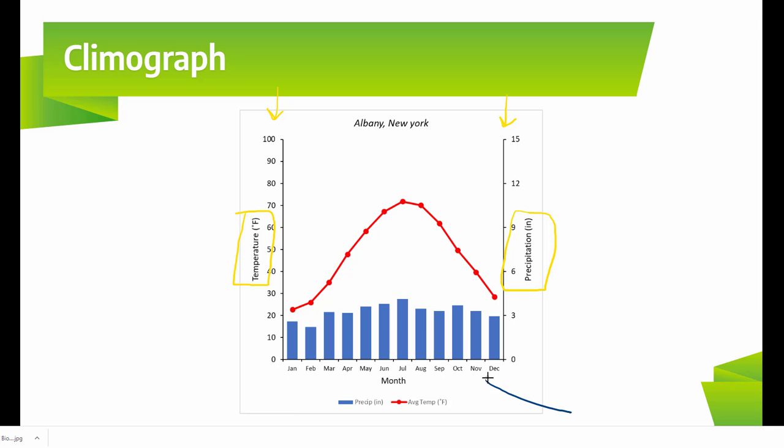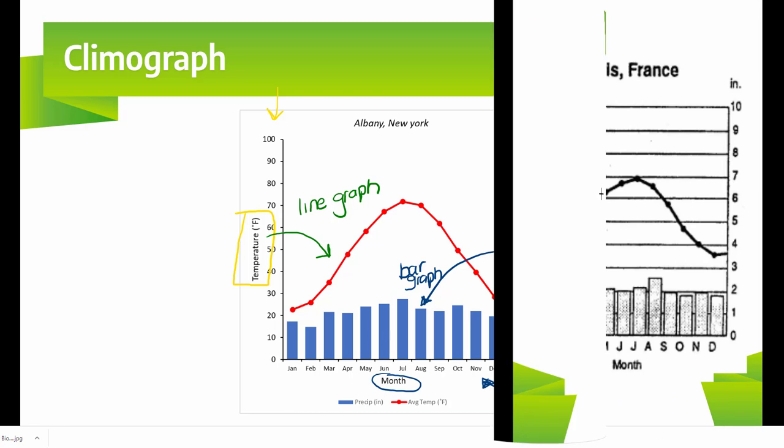Across the bottom is always going to be the months of the year. Many times we're going to see single letters to represent the months, but we're going to see a calendar year, January through December. The temperature is always shown as a line graph with the dots symbolizing the different temperatures. The precipitation is always shown as a bar graph. So we can use the two pieces of information together, temperature and precipitation, to tell you what the average weather in that area is, or what the climate is.